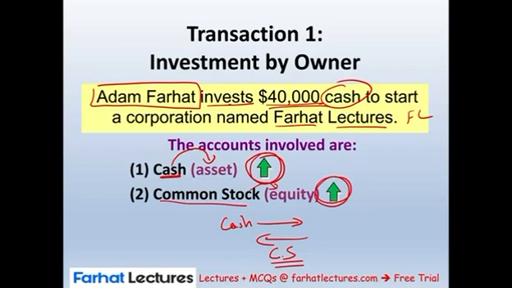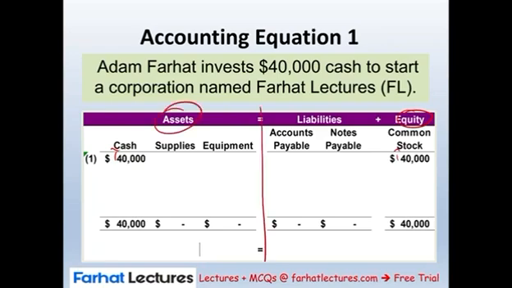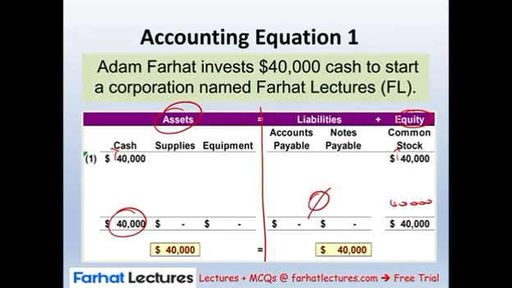Let me show you how we show this under the accounting equation. Under the accounting equation, we have assets increasing by $40,000. Under equity, we have common stock increasing by $40,000. Total assets equal $40,000, equal to liabilities, which are 0, plus $40,000. This is a sample of the accounting equation.